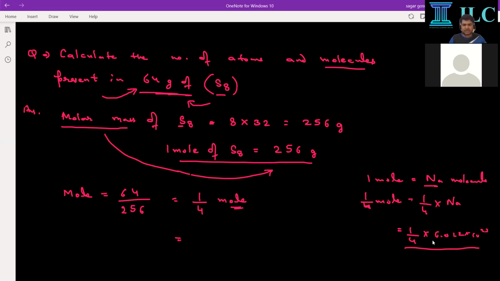Okay, so 6 divided by 4, can we say it is something like 1.5? It will become 6 Na. When you divide 6 by 4, it becomes 1.5, so it is 1.504 into 10 raised to power 23 molecules or atoms. What should I write? Molecules or atoms? Molecules. Very good, Vishnu.